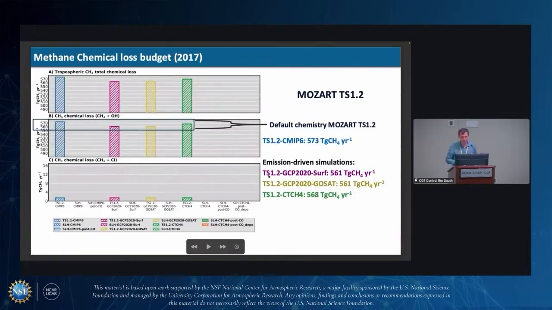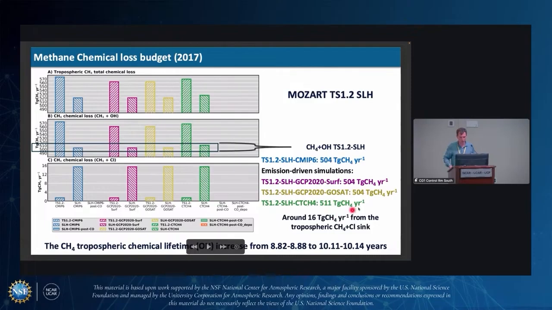In terms of methane loss, in our default we have 573 teragrams of methane per year loss for 2017. In the TS1.2, if we're using emission-driven, we have a range of values from 561 to 573. And when we introduce the SLH, we move to 504, and those 3 different simulations have the same thing, which shows that there is less spread with methane emissions. And the one with higher methane emissions leads to higher loss.